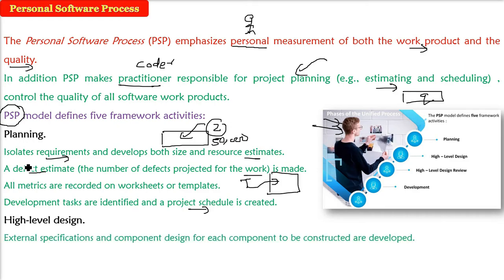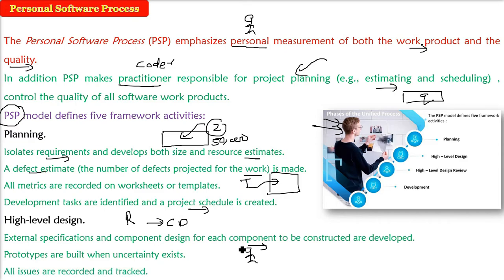Coming to high level design. So in high level design, the external specification, because the requirement has come. So we are talking about external specification, and we are talking about component design here. What all components will be constructed and developed. And if there is a problem, that is some uncertainty, we'll try to create a prototype so that we know a priori that there will be certain problems, and how to deal with them. And as I said, all issues have to be recorded and tracked. Of course, the manager is already there, always there.